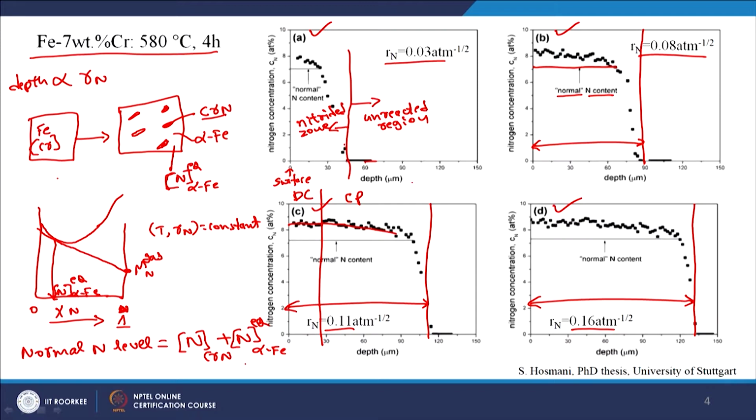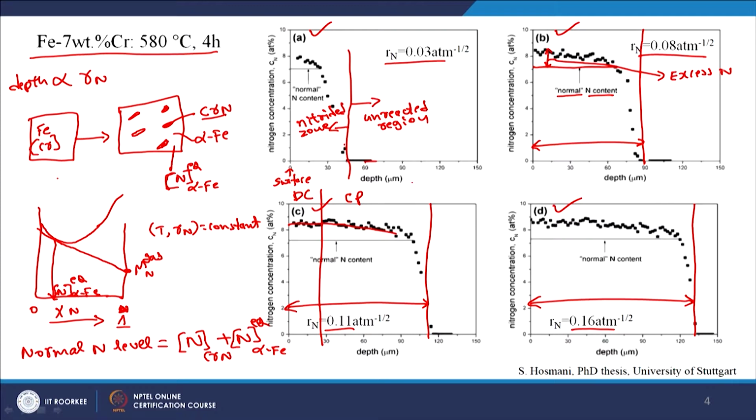that is in equilibrium with the outer atmosphere. Now, you see that the observed nitrogen content, this is the measured nitrogen content, and this is the level expected under these assumptions. The gap between this normal level and the measured level is called excess nitrogen.